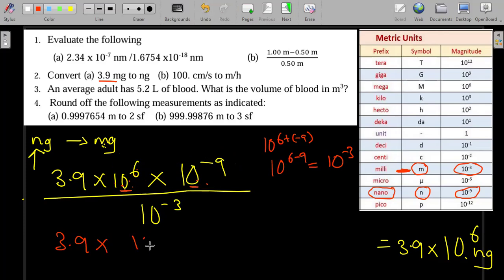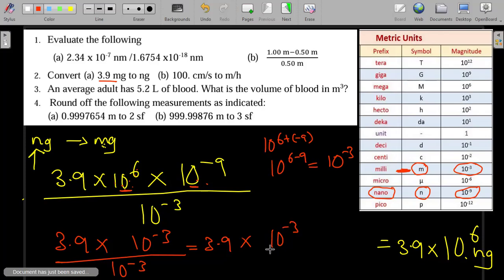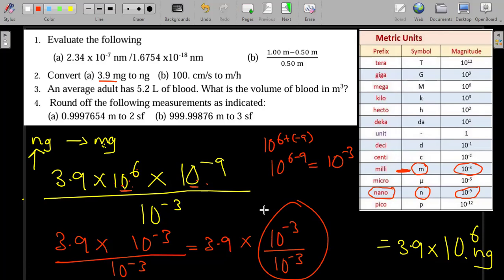They are now 10 to the power minus 3. Then I'm dividing all this by 10 to the power minus 3. So this is going to give me 3.9 times 10 to the power minus 3 over 10 to the power minus 3. And then here we can apply the same rule.